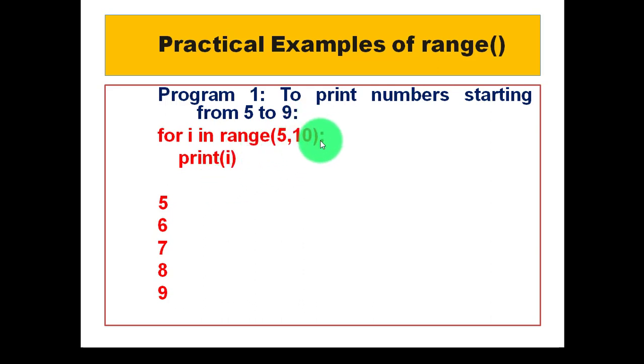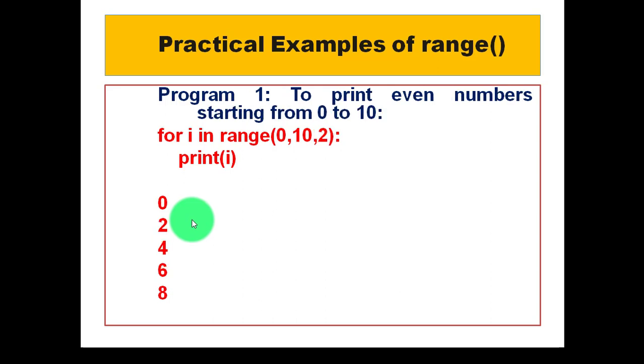If I am not specifying step, then 1 will be taken. So 5, 6, 7, 8, 9. Is this clear? So 5 is the starting point, 9 is the ending point, as the upper limit, or stop, is provided as 10, and step by default is taken as 1. Clear? Now one more example.